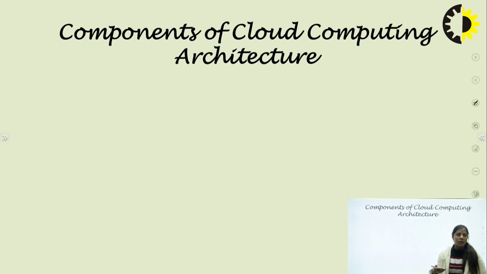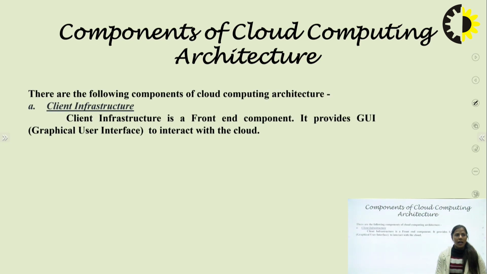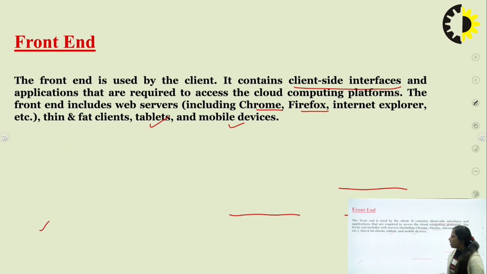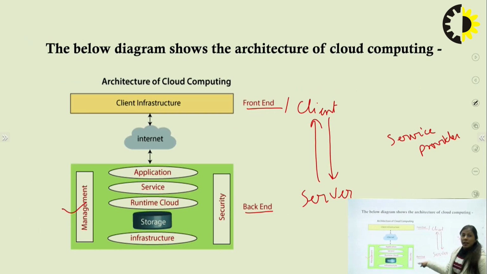Let's discuss the different architecture and the components of this particular computing architecture. As we already have discussed, this was the basic diagram, in which we have different components like the client infrastructure, internet, application, service, runtime environment, storage, infrastructure, security, and management. So we will discuss all these components one by one.